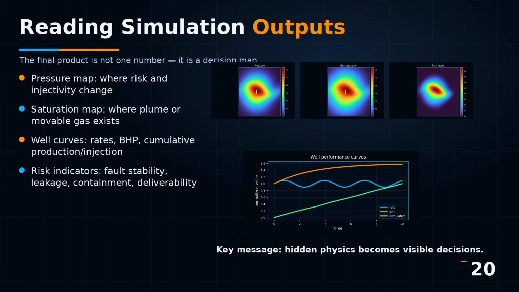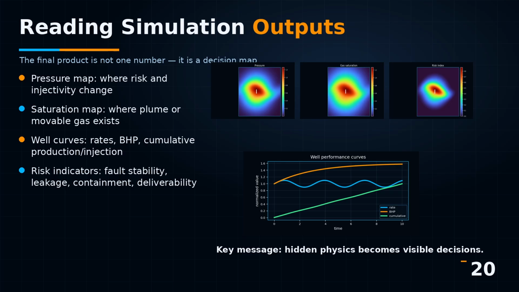When reading simulation outputs, we should not only look for beautiful images. We should ask physical questions. Does pressure increase near the injection well? Does the plume move in the expected direction? Does the production rate decline realistically? Is the mass balance acceptable? Are the boundaries influencing the result? Are there signs of numerical instability?